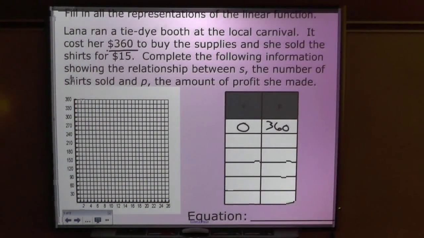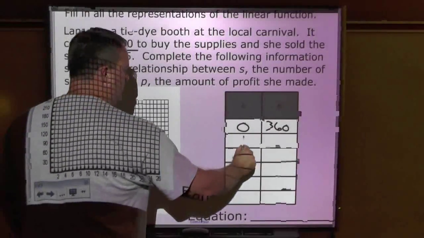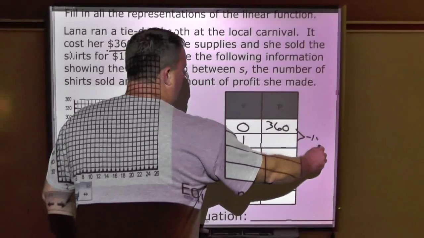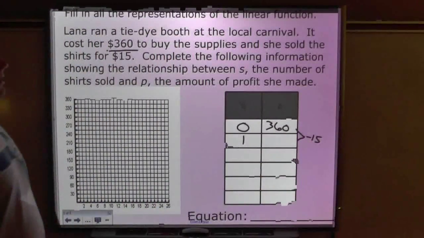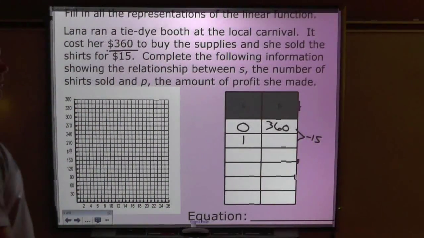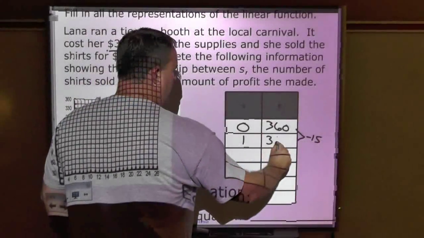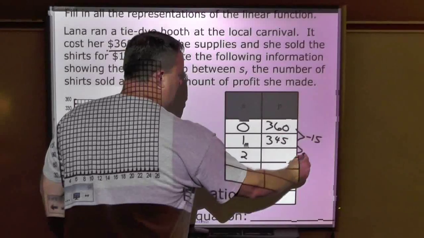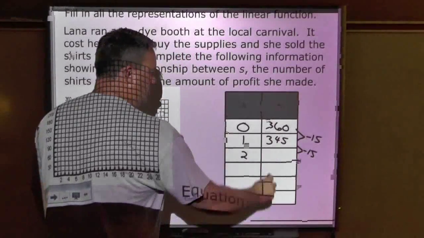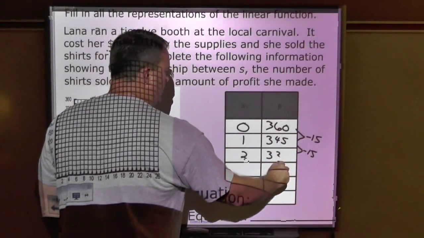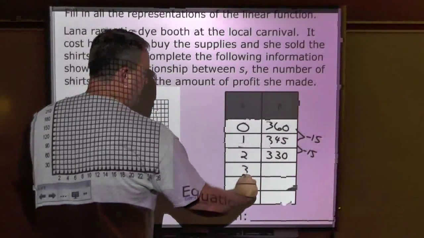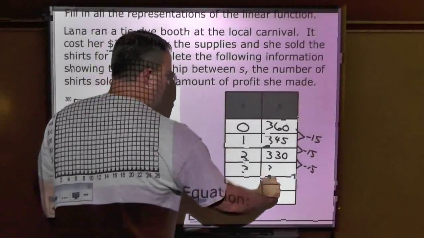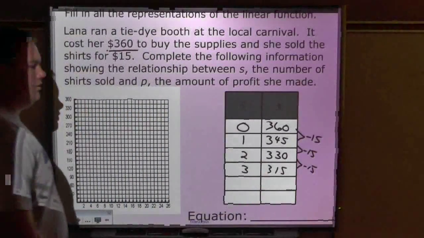So, from there, she sells one shirt. Are you going to add or subtract from that? No. You're going to subtract from that amount because she had to pay for that. So from there, you're going to go to $345. 2 shirts, again, subtract 15. That goes to $330. 3 shirts, again, same idea. Hopefully you start getting the picture. $315, so on and so forth.